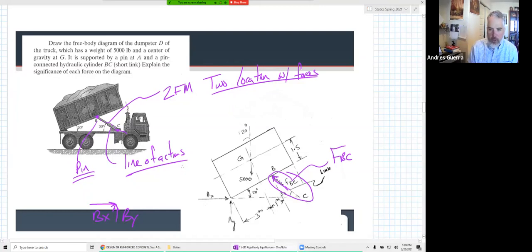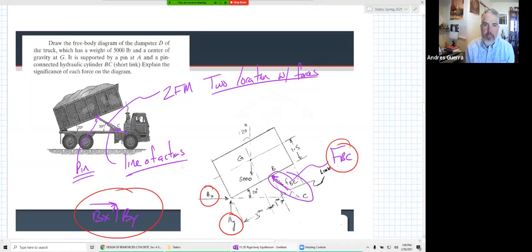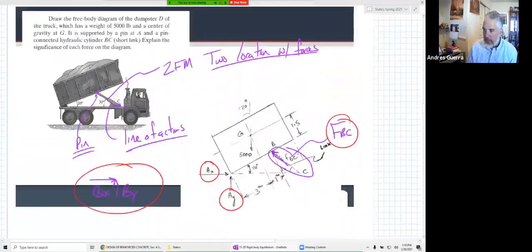Now, if we look at our total number of unknowns, we have AX, AY, and the force in FBC. So only three unknowns. If we had drawn it as a BX and a BY, we would have four unknowns. We only have three equations of equilibrium, so we cannot solve it if it has four unknowns. We need to make sure that we have less than four unknowns, that we have three unknowns in our problems. And so that's why we need to be able to identify those two force members.